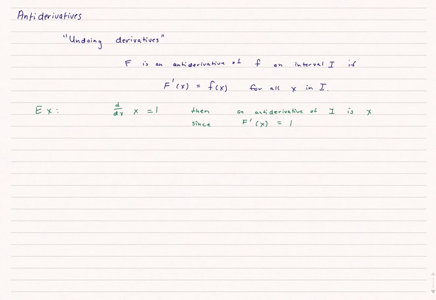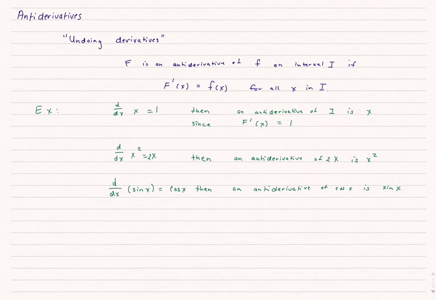For example, if I say the derivative of x is equal to 1, then an antiderivative of 1 is x, since F prime of x is equal to 1. Since the derivative of x squared is 2x, then I can say an antiderivative of 2x is x squared. Since the derivative with respect to x of sine x is cosine x, I can say an antiderivative of cosine x is sine x.